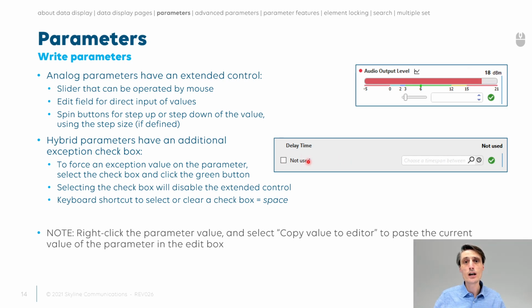Here we have that example of a hybrid parameter, the delay time. It's a number, a time span as well, but you can also go for an exceptional value, "not used". So that's what we call a hybrid parameter. It's a number or time in this case with an exceptional possible value there, not used. Small side note, if you right click on the value, you can also copy that 18 to the display edit or the value editor immediately as well.